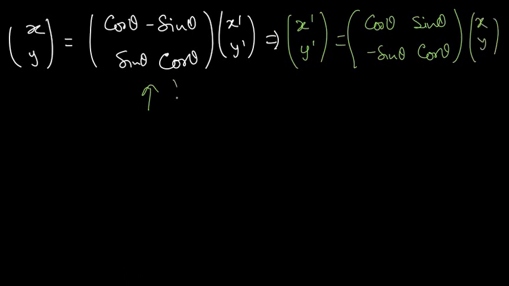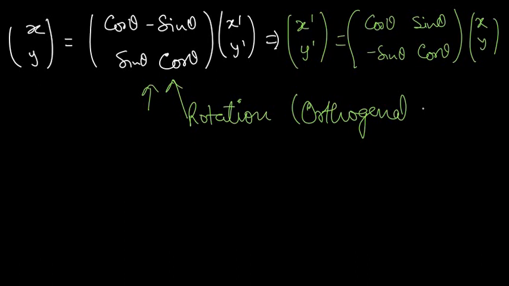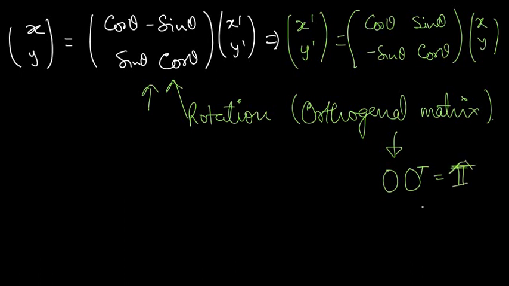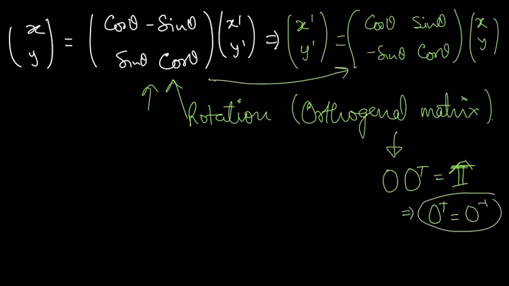So this was your rotation matrix, and rotation matrices are orthogonal matrices, and I have defined what an orthogonal matrix is in the previous lecture. Let's say O is an orthogonal matrix, then O transpose O is equal to the identity matrix. It means O transpose is equal to O inverse. You can see these two matrices are just the transpose of each other.